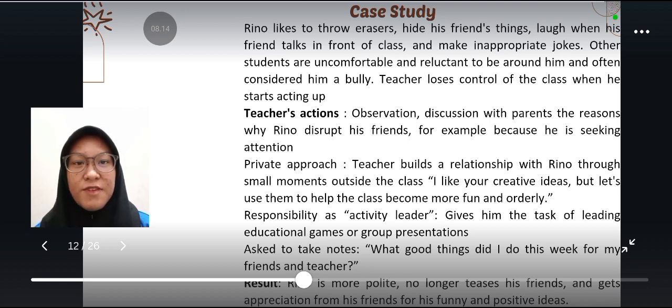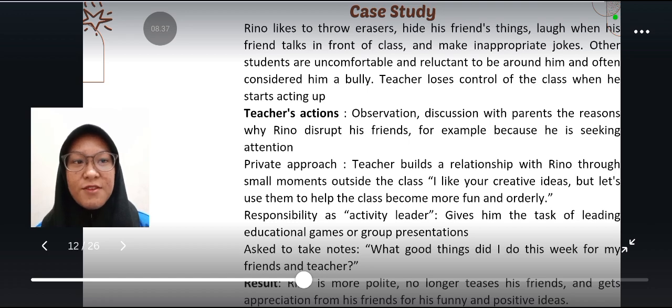Teacher action: observation, discussion with parents, and finding the reason why Rino disrupts his friends. For example, he is seeking attention. Private approach: the teacher builds a relationship with Rino through small moments outside the class. "I like your creative ideas, but let's use them to help the class become more fun and orderly."